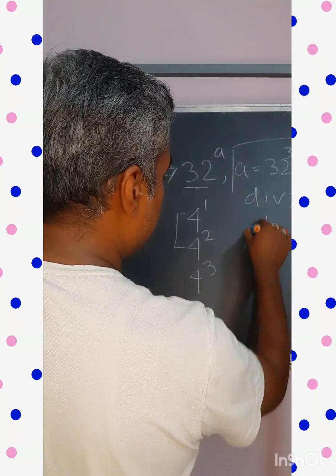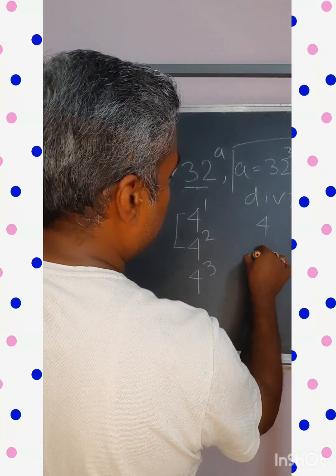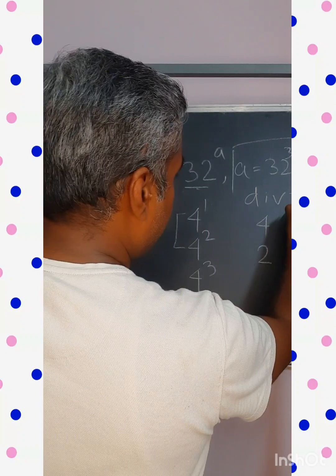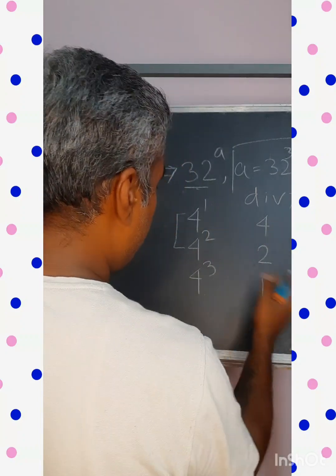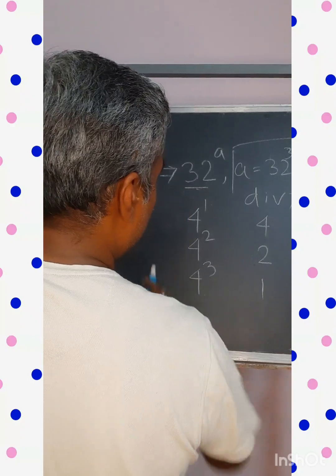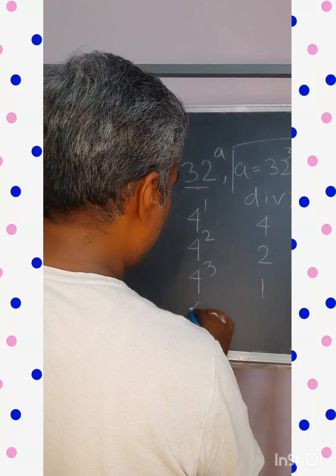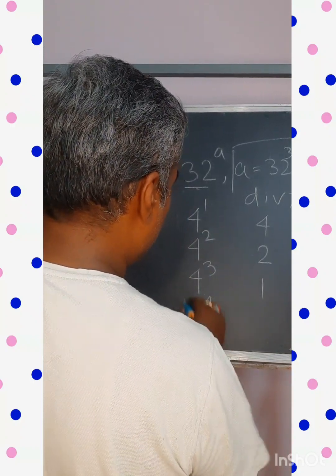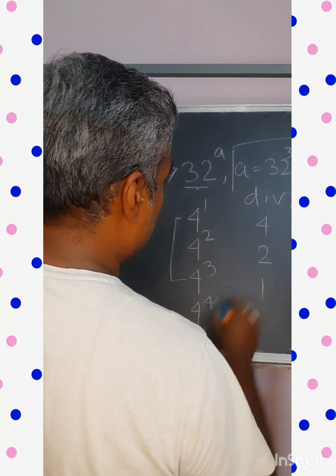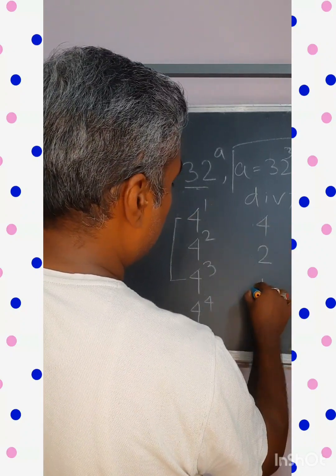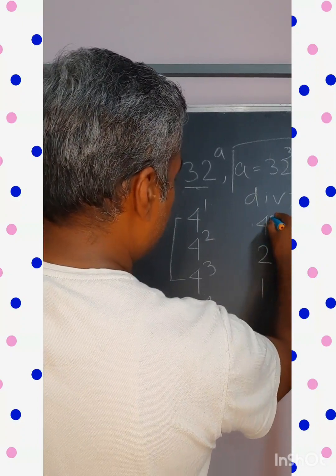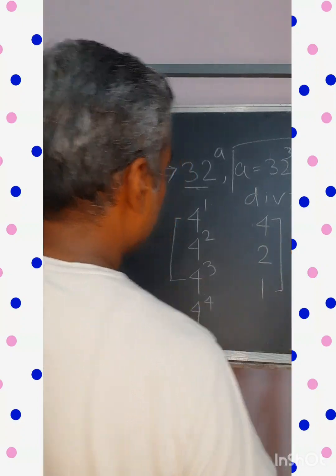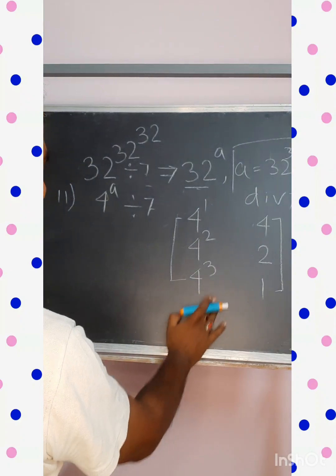So if I take this number as it is, 4 into 2, it is 8, by 7 it will give you 1 as remainder. So it will be a trick kind of thing that will make your calculation easy. Now if I go further to 4 to the power 4, that is a combination of these two numbers, where this will give 4 into 1, that is 4, that will give you the first one.